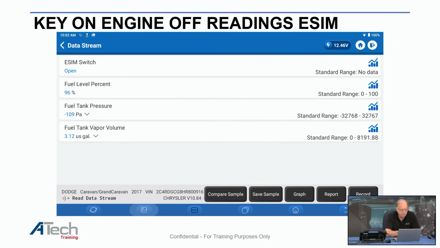And this is the ESIM system. This happens to be on a Dodge. This is a 2017. Notice I have the ESIM switch, says it's open. We got our fuel level at 96%. Now, if we're testing an EVAP system, they probably do not want it set at 96%. They probably want it set somewhere between 80 and 85% or less. But it's got to be with maybe a quarter tank and up, a little bit different. Notice my fuel tank pressure on this system is minus 109 PA, and my fuel tank vapor volume. It's interesting, they actually measure the vapor in the tank. Now, you would have more vapor on a hot day than you would on a cold day, so it's something else to look at.